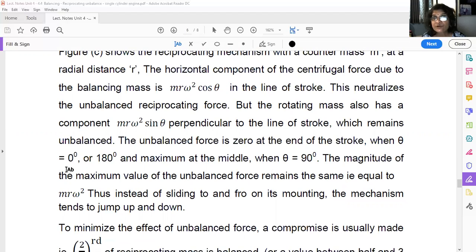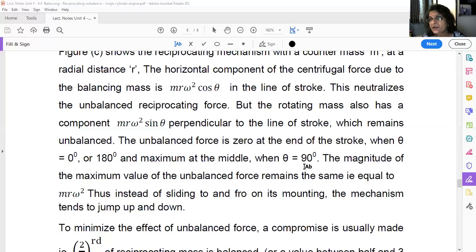When theta is equal to 0 degree and 180 degree, cos theta is 1 and the unbalanced force is proportional to sine theta. So sine 0 is 0, and sine 180 is also 0. So when the crank is at position 0 degree and 180 degree, this unbalanced force is 0. But it is maximum at the middle, that is when theta is equal to 90 degree.